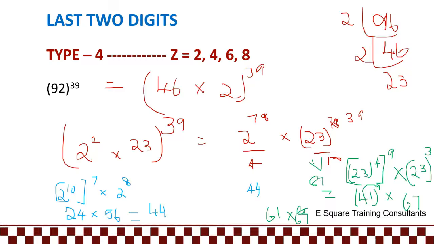So finally, A into B is the answer required. So 87 into 44 should give you 28 as the last two digits. So let me put it in a different color. 28 will be the answer for 92 raised to 39. You can slowly calculate, cross check and give your correct answer. So 28 will be the last two digits of 92 raised to 39.